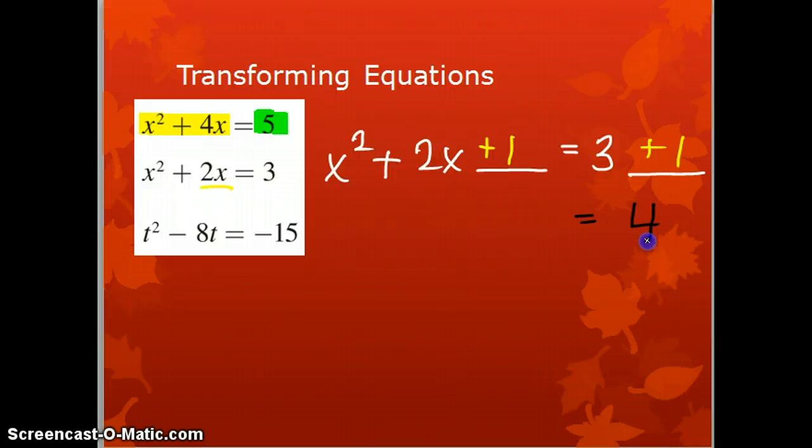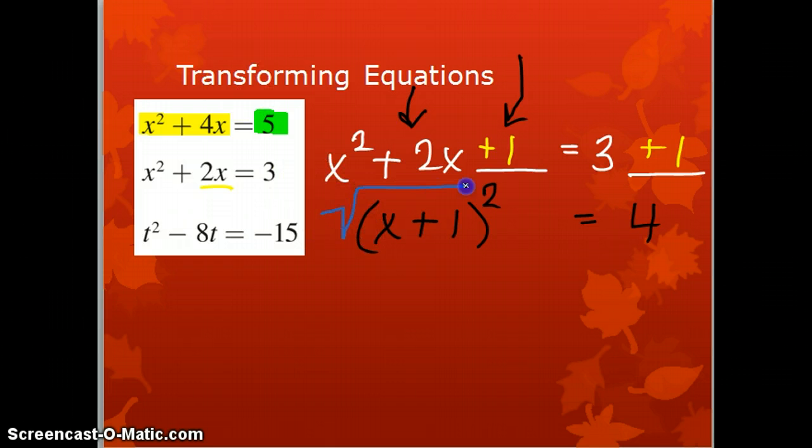3 plus 1 is a 4. 4 is a perfect square. This is our goal. We're trying to get these to be perfect squares here. Then I need to find a number that multiplies to 1 and adds to 2. Well, 1 times 1 gives me 1. 1 plus 1 gives me 2. So that tells me my parenthesis is x plus 1 squared.